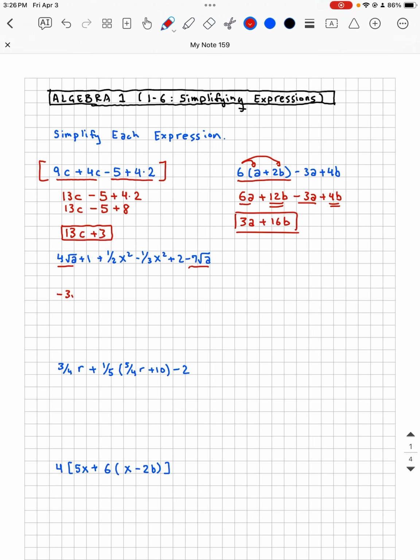So that's a total of -3 root a. So, just take it all at once if you can. Next part, certain terms that I do see that I want to combine together, maybe like say the 1 and a 2. 1 plus 2, that's going to give me a total of 3. So there's a plus 3 right there.